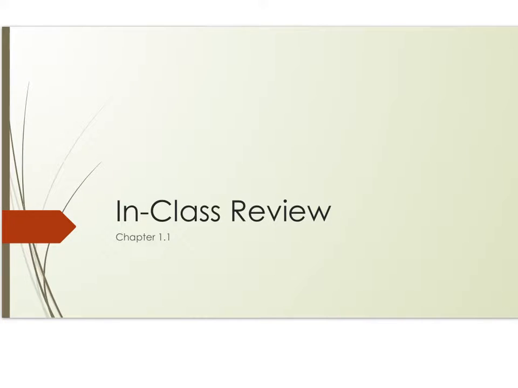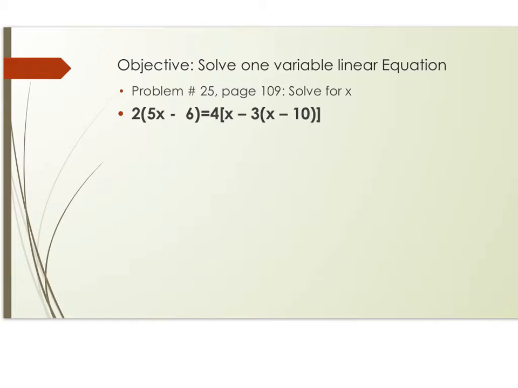So we're looking at problems in chapter 1.1, and these problems were presented in class, and so we will be looking at these problems in greater detail. The first problem is looking at our first objective in this section, which is to solve one variable linear equations. So we're looking at problem number 25 on page 109, and we're solving for x.